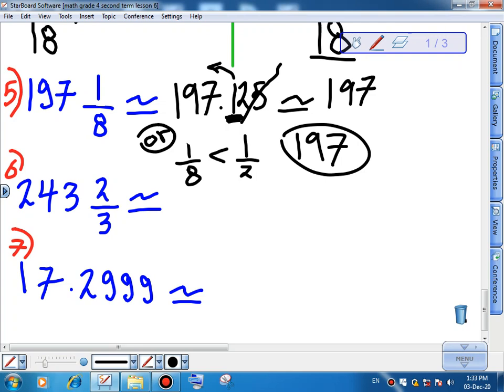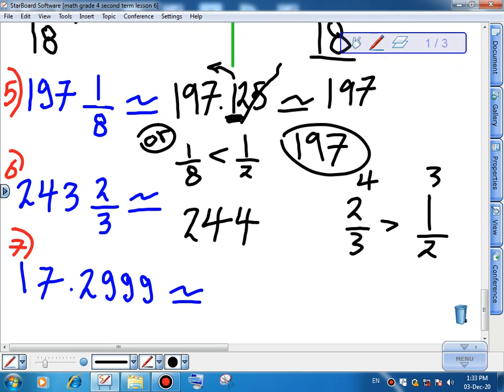Another one, 243 and 2/3. If I look at 2/3 and 1/2, which is greater than the other? It is 2/3, because 3 and 4 is greater than 3. It will be greater than half, it is the strong number. Just add 1 to the units. It will be 244.